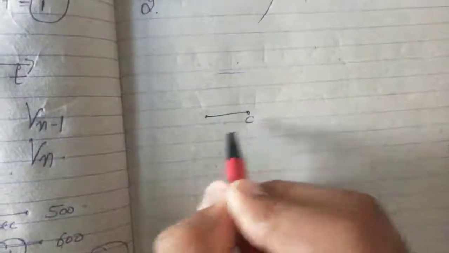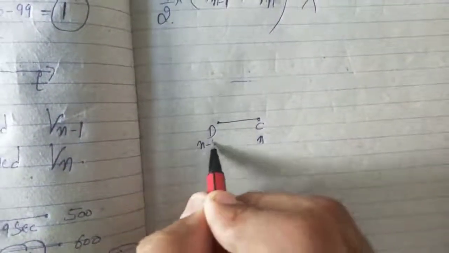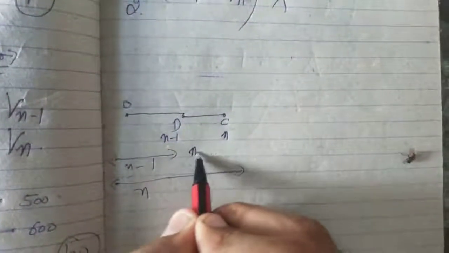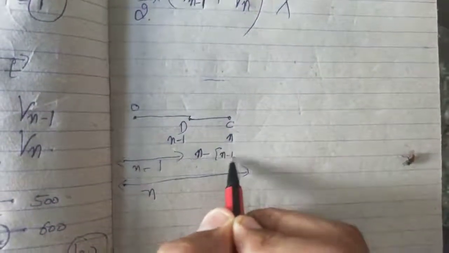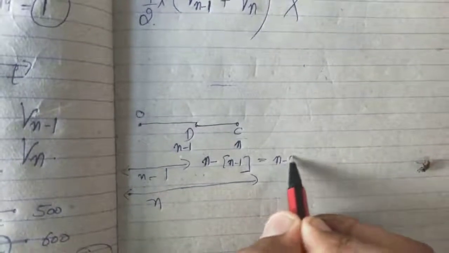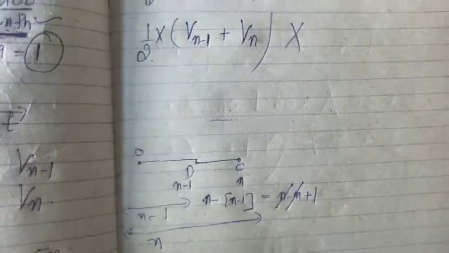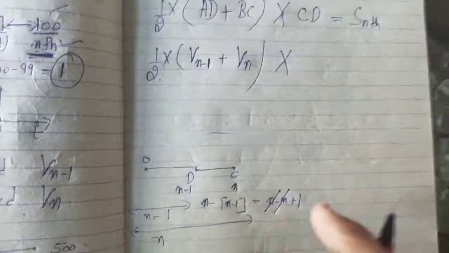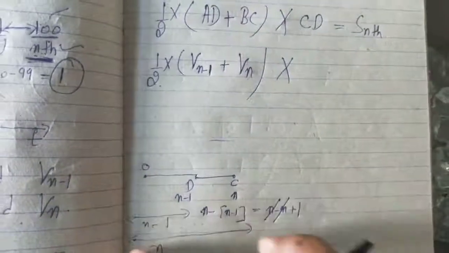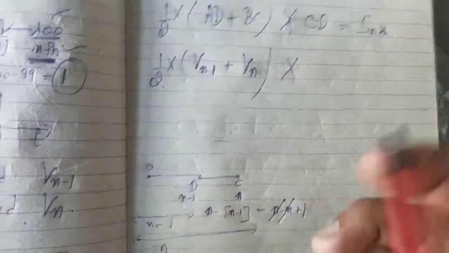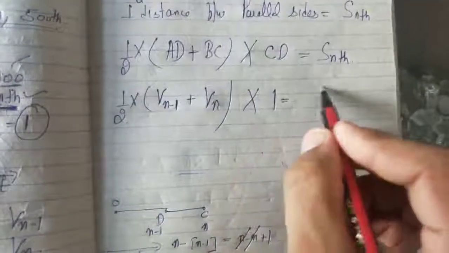CD, it's having n value, it's having n minus 1 value. What it means? From origin, its distance is n minus 1 and its distance is n. So what is this distance? n minus (n minus 1), that is n minus n plus 1. So what is the value of CD? Its value will be 1. ये n minus 1 है, ये n है, n में से n minus 1 कम कर दो, कितना आ जाएगा, 1 आ जाएगा. तो CD की डिस्टेंस आ गया 1 is equals to SNth.